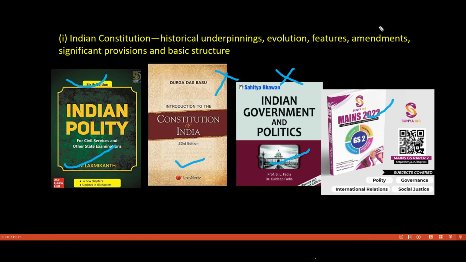So I think in this topic you don't need to make notes. You just have to read again and again. So choose this book and also refer to this book. When you combine both books and read them again and again, you will be able to answer the mains questions very nicely. All right. Let's move on to our next topic.